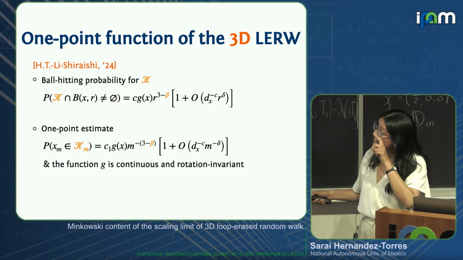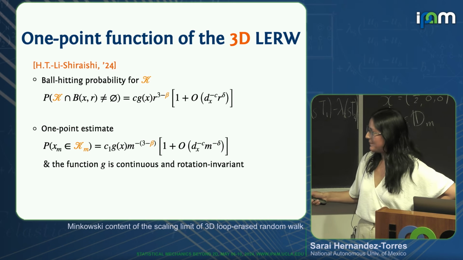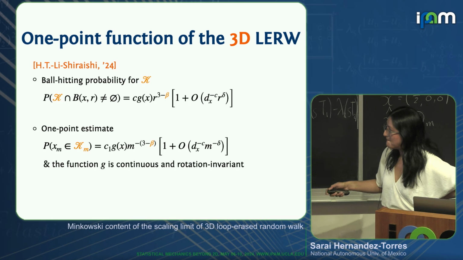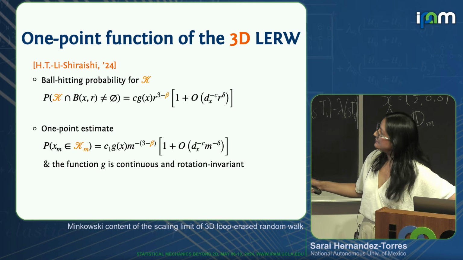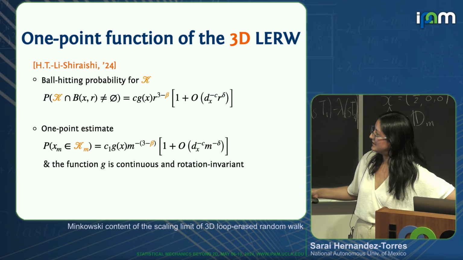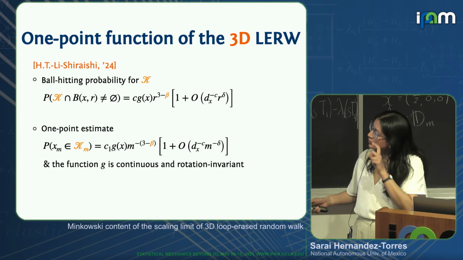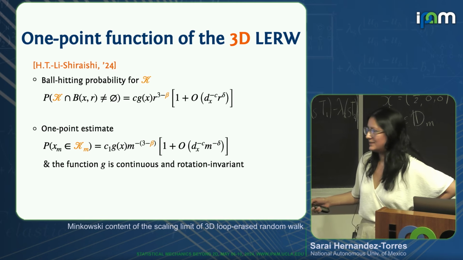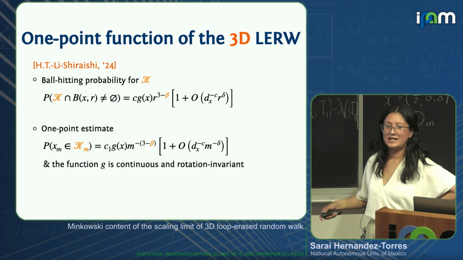So we show that, in this case, the 1-point estimate scales as m to the -3 minus beta, times this function g(x) that depends on which point you are taking, and our error decays polynomially. And a similar estimate holds for the ball hitting probability. These functions g(x) depend on the point that we are asking about: what is the probability that it belongs to the loop-erased random walk or to its limit. As expected, because of the rotational invariance of the limit, g is also rotational invariant and continuous.